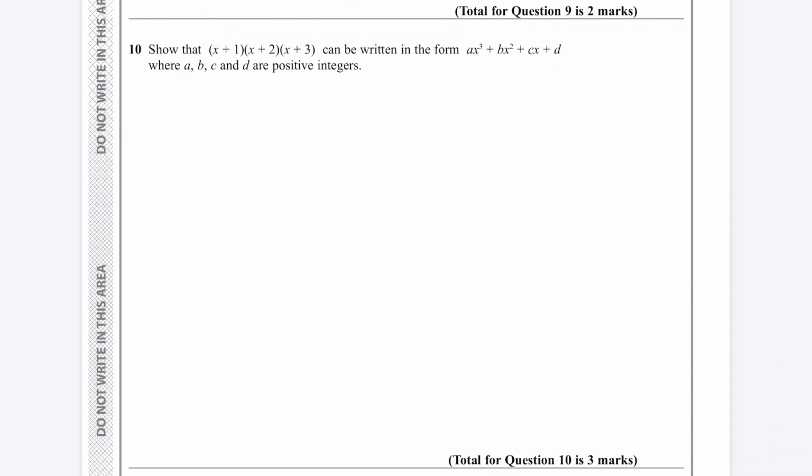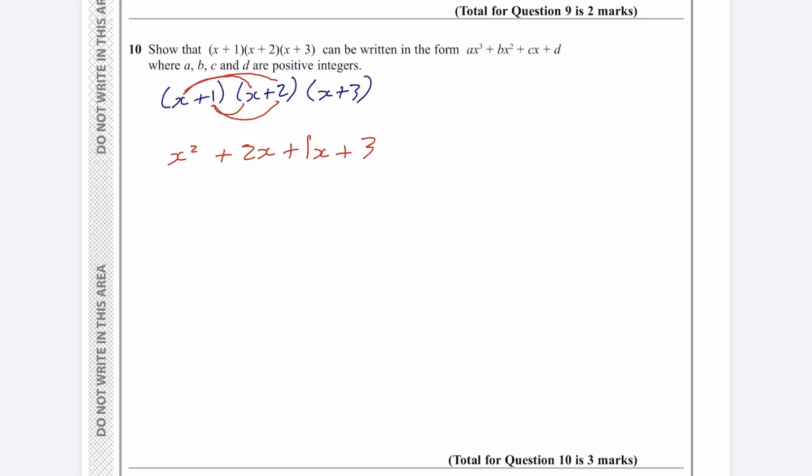Show that x plus 1, x plus 2, x plus 3 can be written in the form ax cubed plus bx squared plus cx plus d. So let's write out the brackets, so that's that. Now I like to work from left to right, so we're going to expand the brackets on the left first, so that's going to be this x times this x, so that's x squared, plus the first x times the 2, so that's 2x, plus 1x, plus this times this, which is 3. I'm going to put that in brackets, and that's going to be x plus 3.